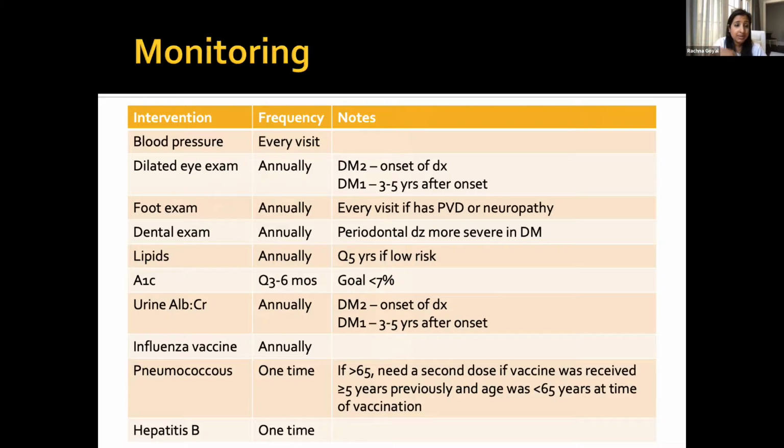They should have the influenza vaccine annually and then the Pneumovax at least once. And also Hep B. I think Hep B is something that we often forget about in our diabetics, but the Hep B vaccine is also important.